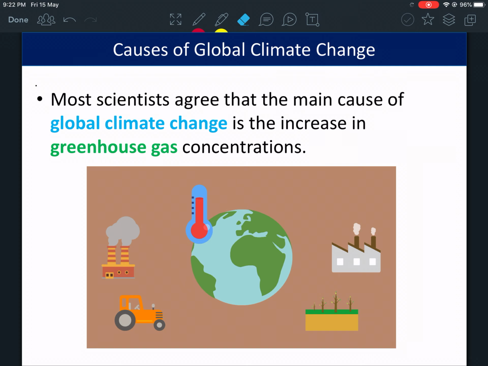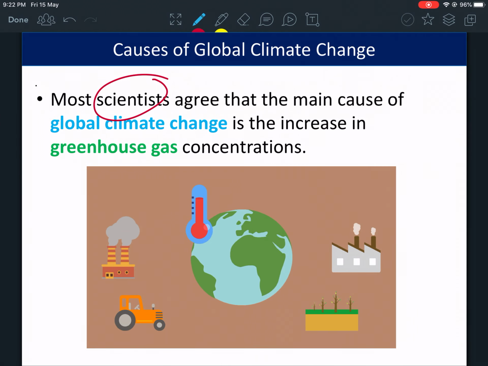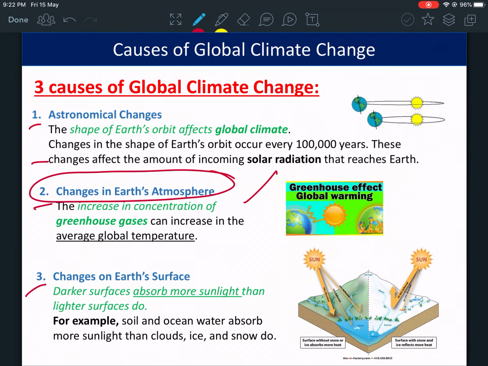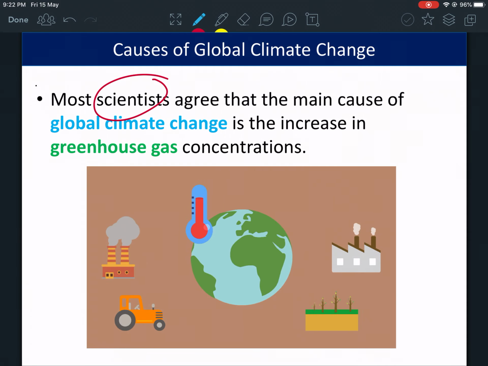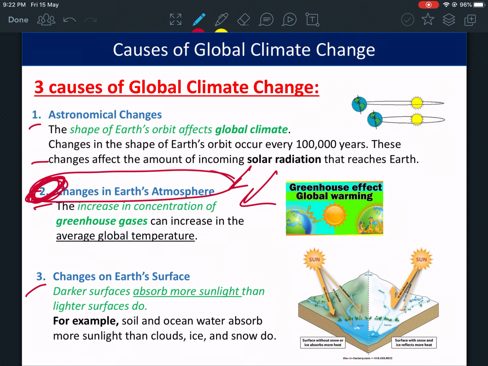Another thing you need to know is that scientists believe that out of these three, this one is the one that is actually more important. This is the one that's actually causing the most change in climate. Most scientists agree that the main cause of global climate change is the increase in greenhouse gases. So it's the second one. That's the most important one. That's just what the scientists believe is the most important one.